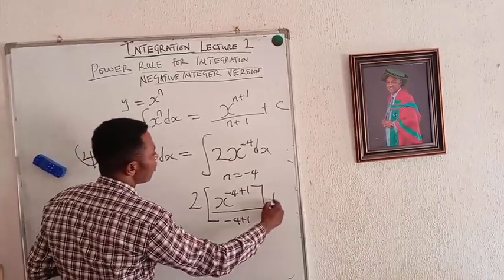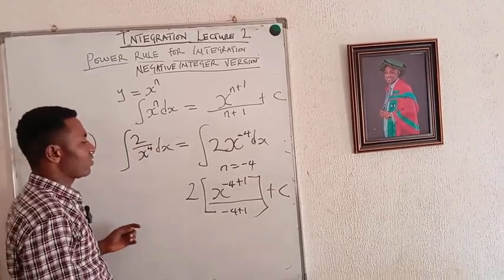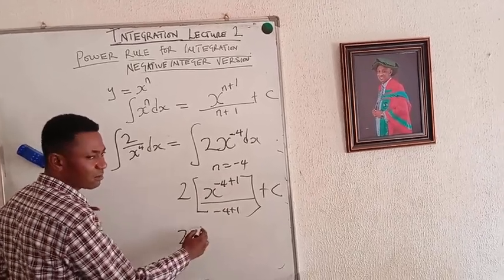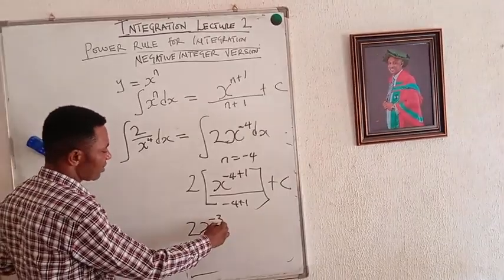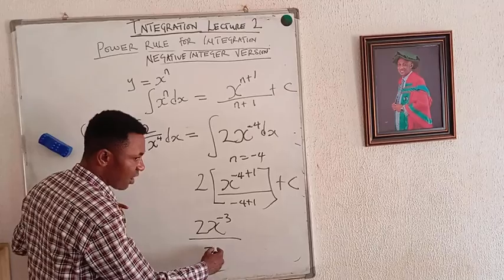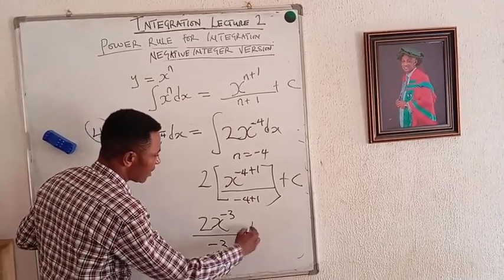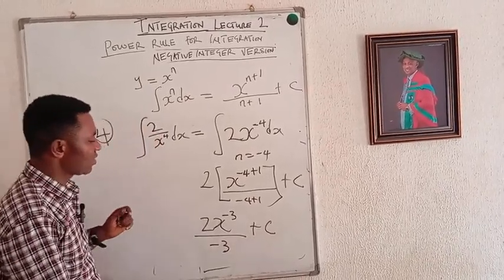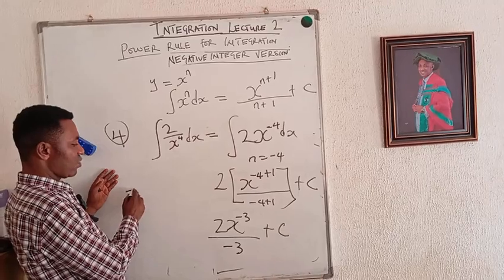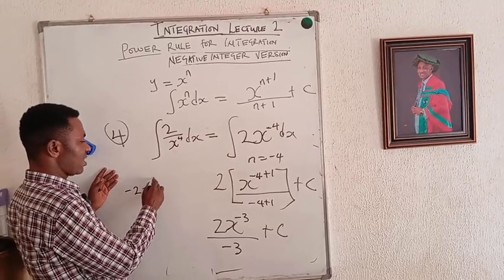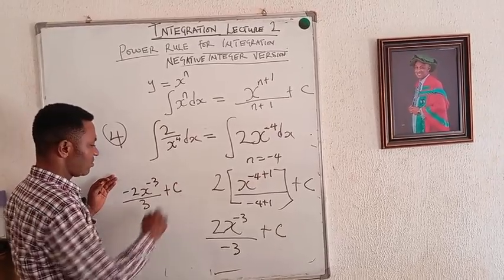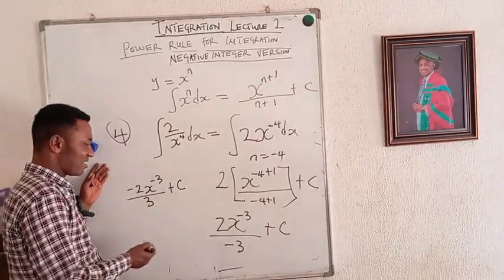All right, then plus c, which is constant of integration. 2x minus 4 plus 1, you have minus 3. And then minus 4 plus 1, you still have minus 3. Then plus what? C. So what then is the result? If you like, you can rewrite this to be minus 2x minus 3 all over 3 plus c.